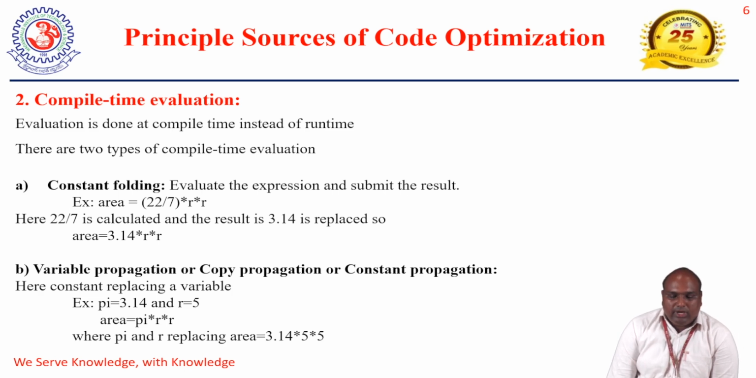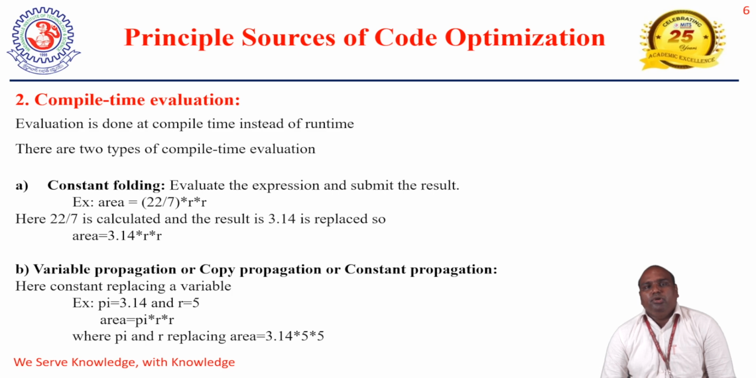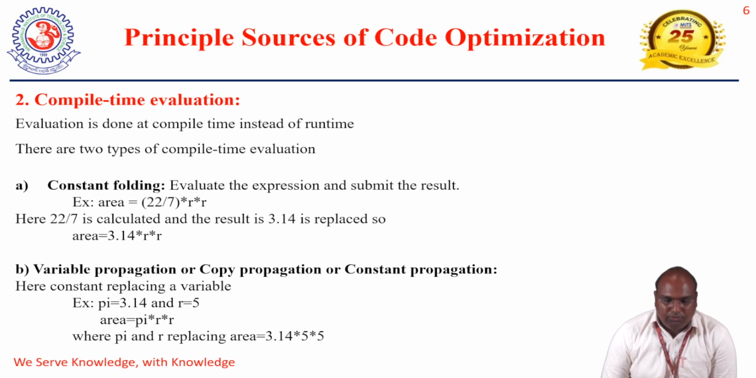First, let's go for constant folding. Here, we evaluate the expression and substitute the result. Before substituting the value in the code, we have to evaluate the constant value and substitute it in the program. It will automatically reduce the compile time. Why? Because instead of executing 22/7, I can put 3.14. The compiler will take less time to execute 3.14 instead of 22/7.